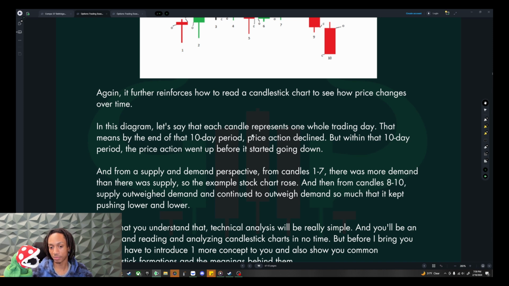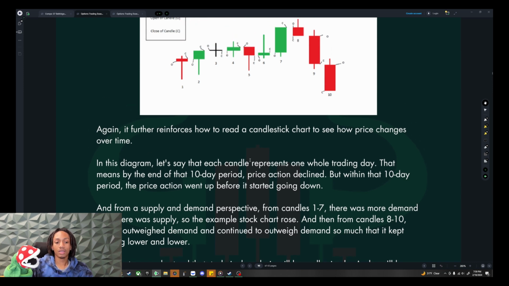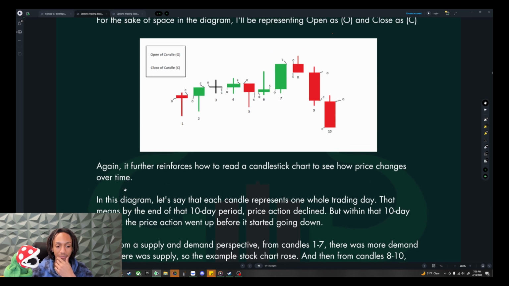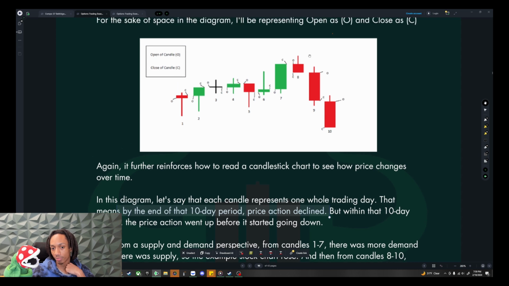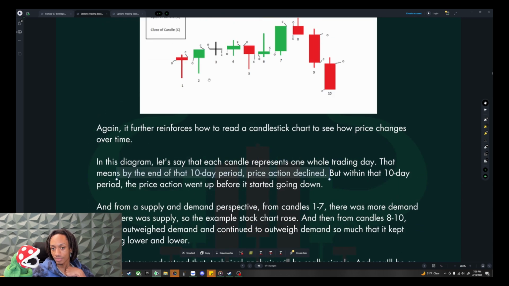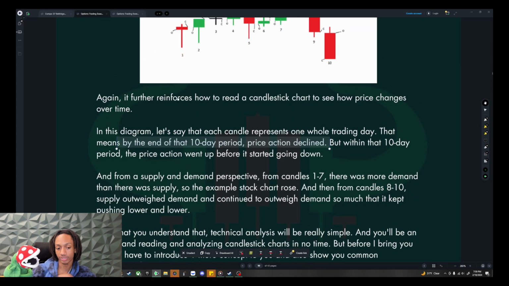I said 10 minutes, but let's say 10 minute. I said it was 1 minute, but in the diagram, let's go with the example here. Let's say each candle represents one whole trading day. That means by the end of that 10-day period, price action declined, but within that 10-day period, price action went up before going down. And that's the range of that 10-day period or that 10-minute period, whatever.